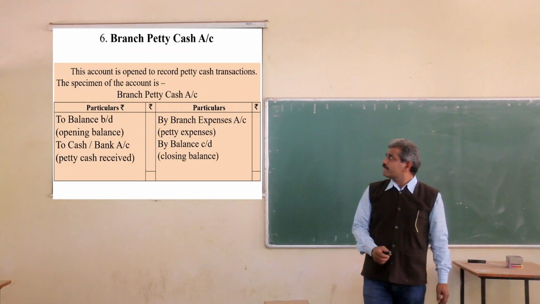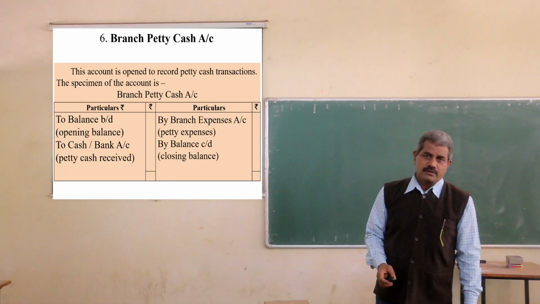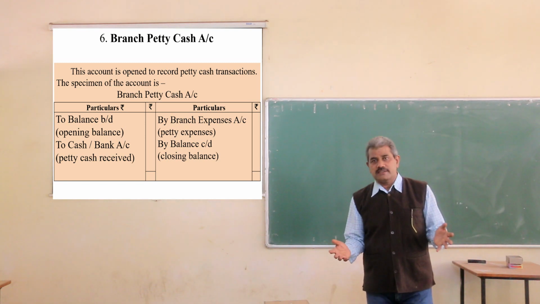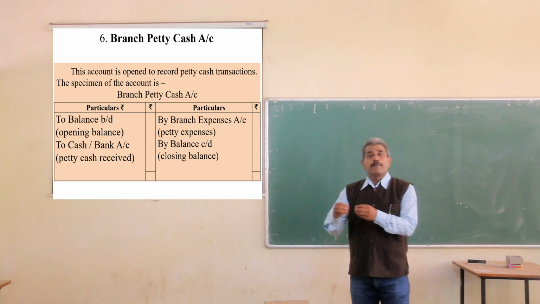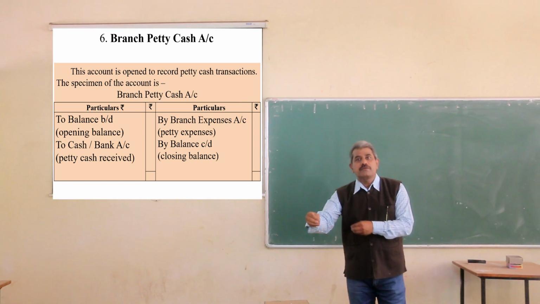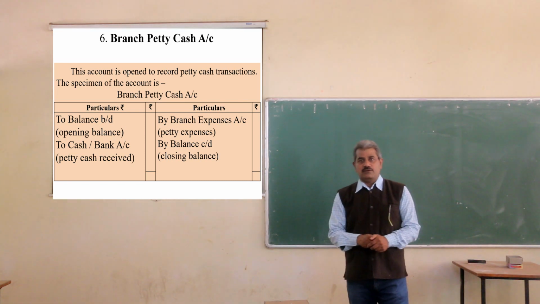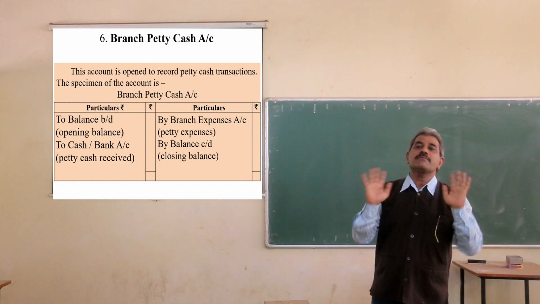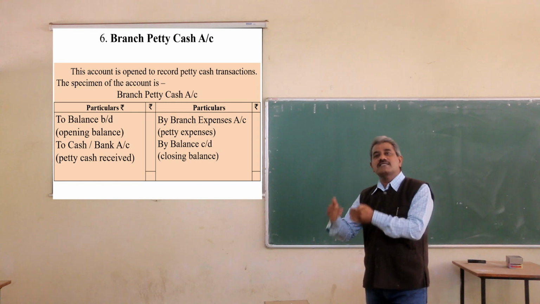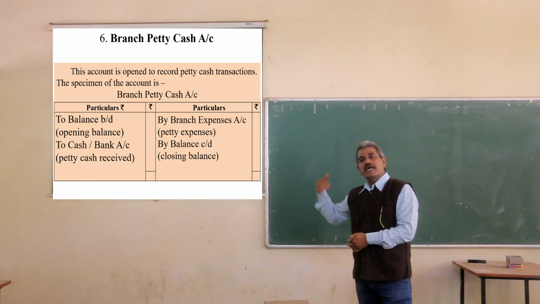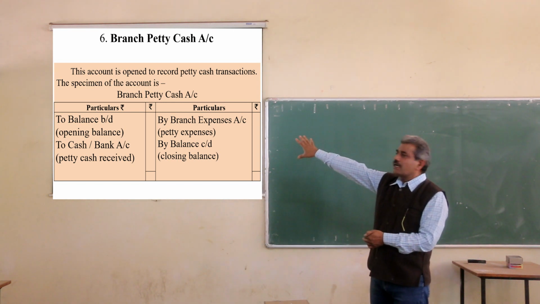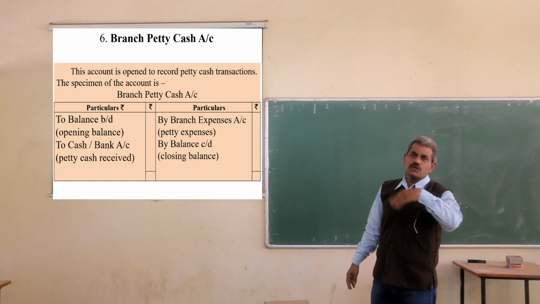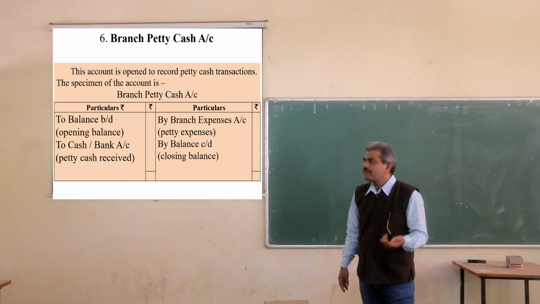The next account is the branch petty cash account. The branch has authority to incur some petty expenses, and for this purpose, the branch receives money from the head office. If there is an opening balance, it should be recorded on the debit side. Petty cash is an asset, so it will obviously have a debit balance.